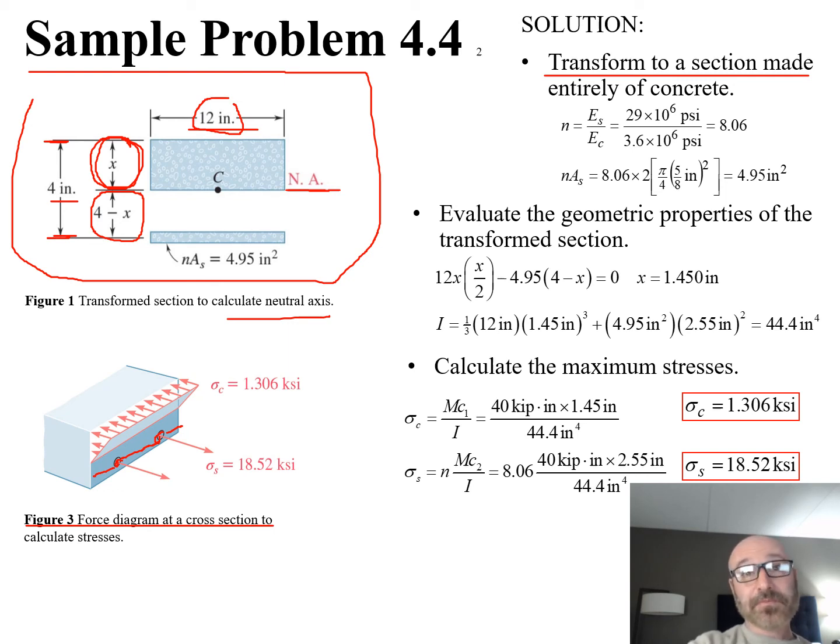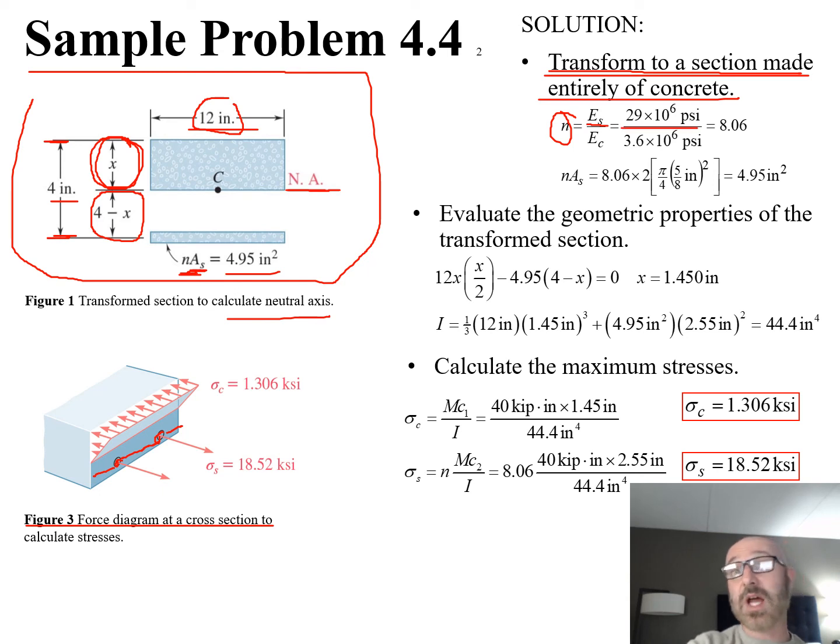Now, in order to find out what this is down here for the area, this is going to be our n, which is that ratio of our modulus of elasticity between the steel and the concrete, times the area of the steel. That's the cross-section of the steel. And remember, it's 2 rebar that we're dealing with. So in order to get this value, we'll come over to the right here, transform this to a section made entirely of concrete. We're going to need that n value with the ratio of our modulus of elasticity: E of the steel over E of the concrete, modulus of elasticity of the steel divided by modulus of elasticity of the concrete. Those are both given to us in the problem statement.